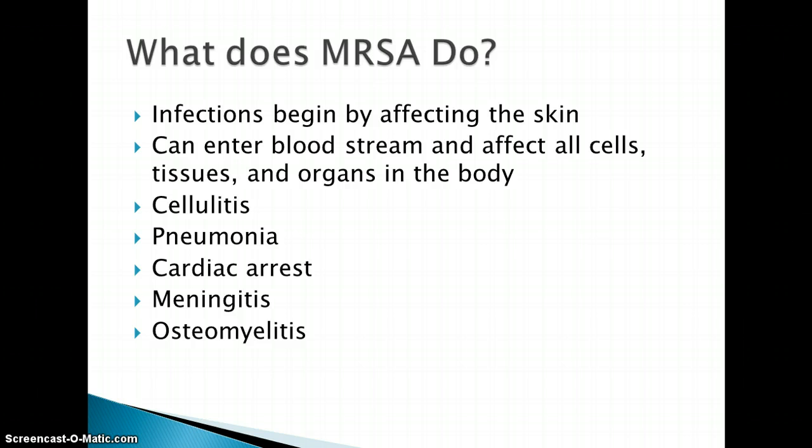After MRSA affects the skin, it can enter the bloodstream and affect all cells, tissues, and organs in the body. For example, if the bacteria reach the heart, they can cause cardiac arrest or cardiovascular diseases. If they reach the brain, they can cause swelling and progress into meningitis. In the lungs, they can cause pneumonia. So virtually, this bacteria can affect every single part of the human body.